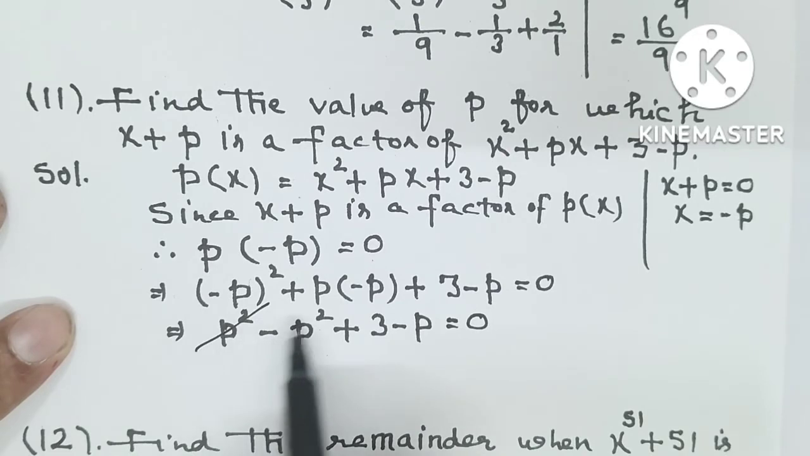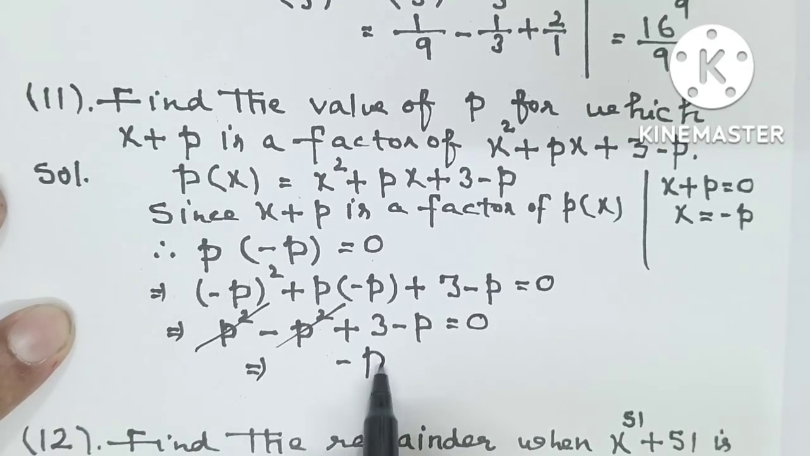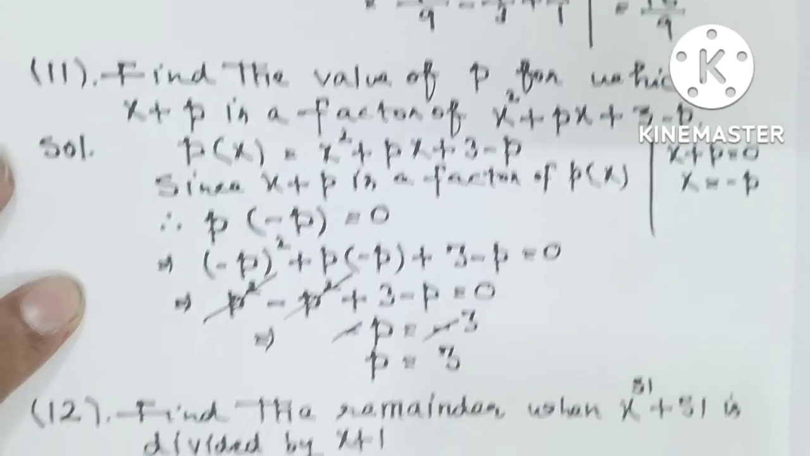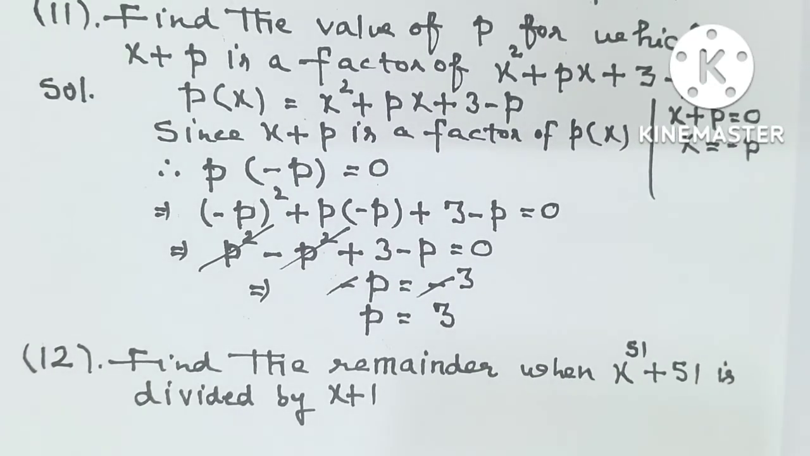So p square of plus and minus cancel out. Minus p is equal to plus 3 goes to the right, it is minus 3. Minus minus cancel. So p will be equal to 3. So this is the value of p.